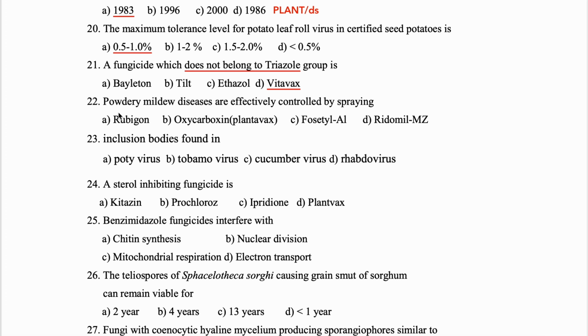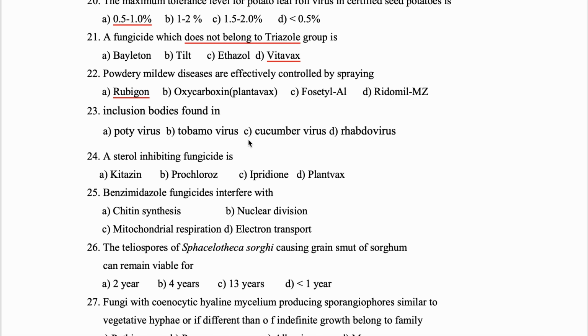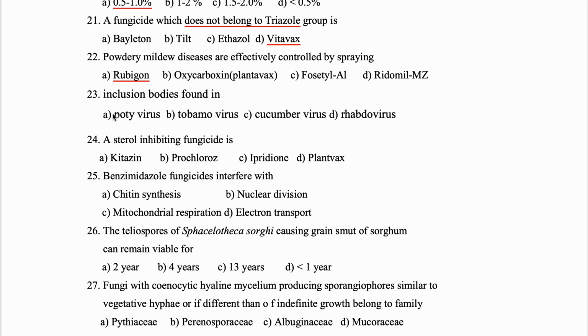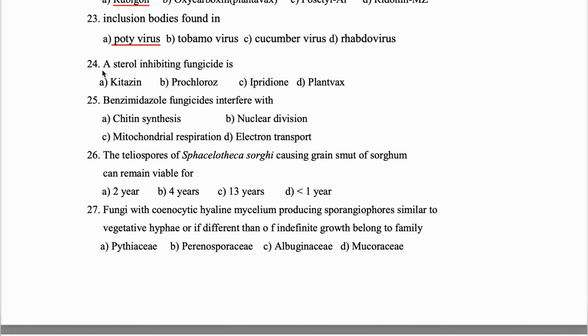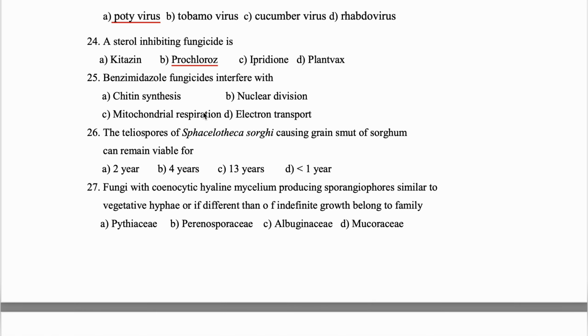Next, question 22. Powdery mildew diseases are effectively controlled by spraying Rubigon. Okay. Inclusion bodies are found in potyvirus. 24. A sterol inhibiting fungicide is prochloraz.